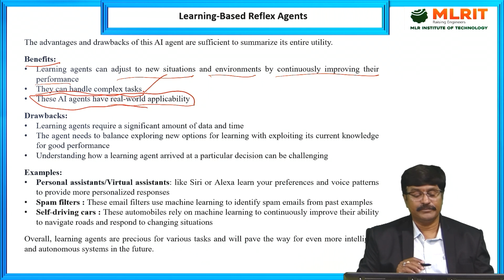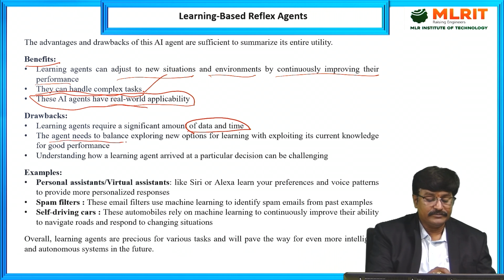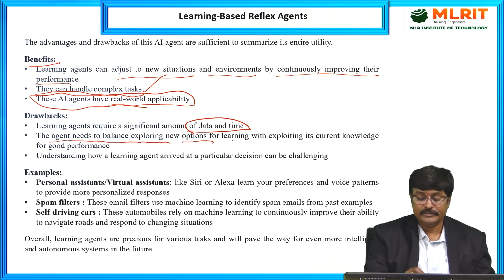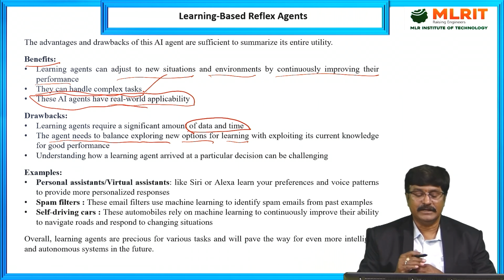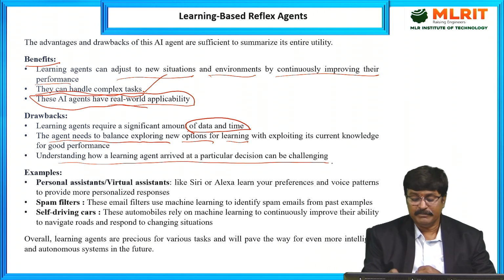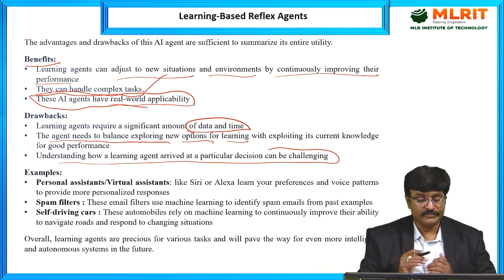What are the drawbacks? Learning agents require a significant amount of data and time. They need data for learning purposes, and they need time to learn. That is one drawback. The agent needs to balance exploring new options for learning with exploiting its current knowledge for good performance. Understanding how a learning agent arrived at a particular decision can be challenging, because it has to take the right decision based on experiences. So the computation cost is also higher in these cases.